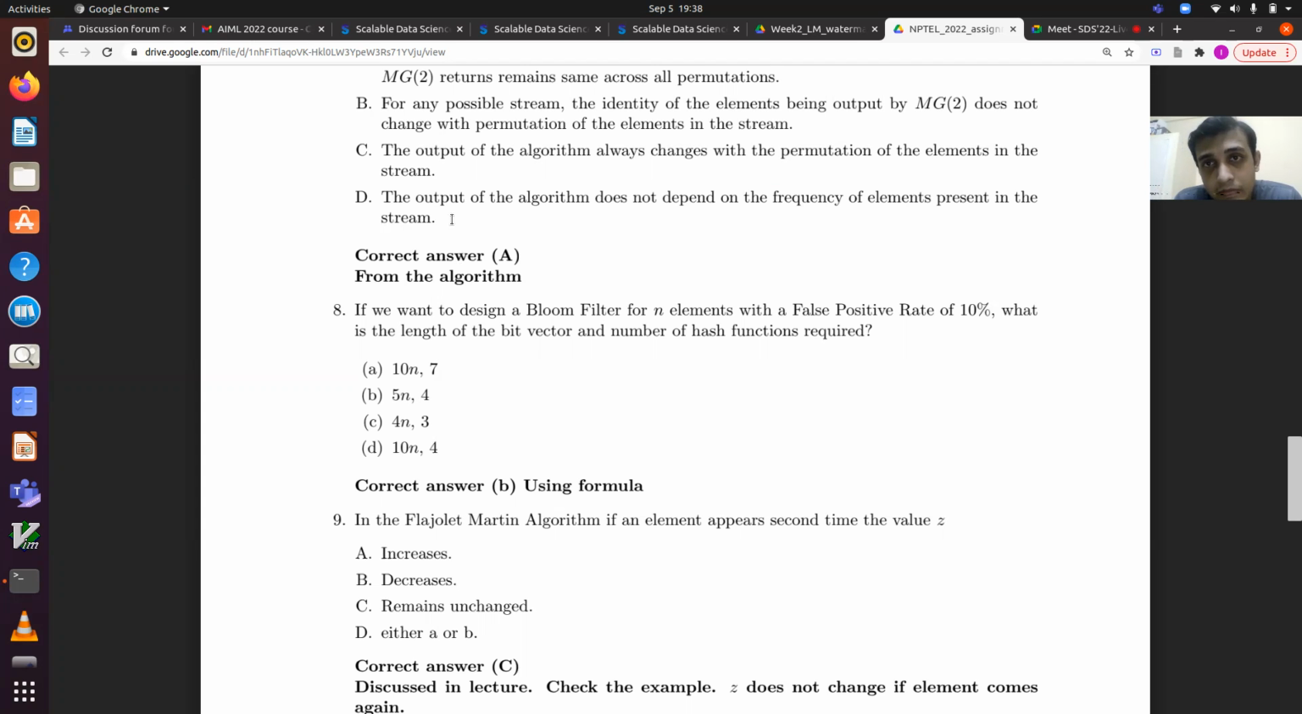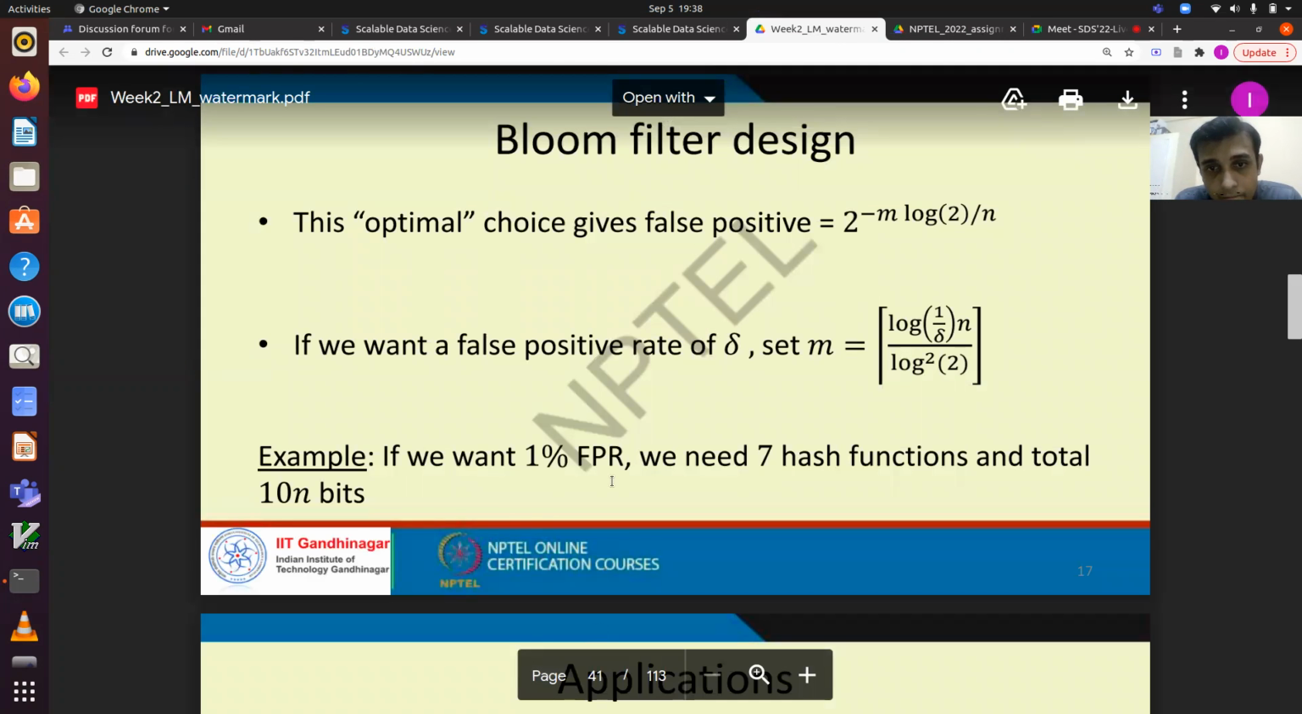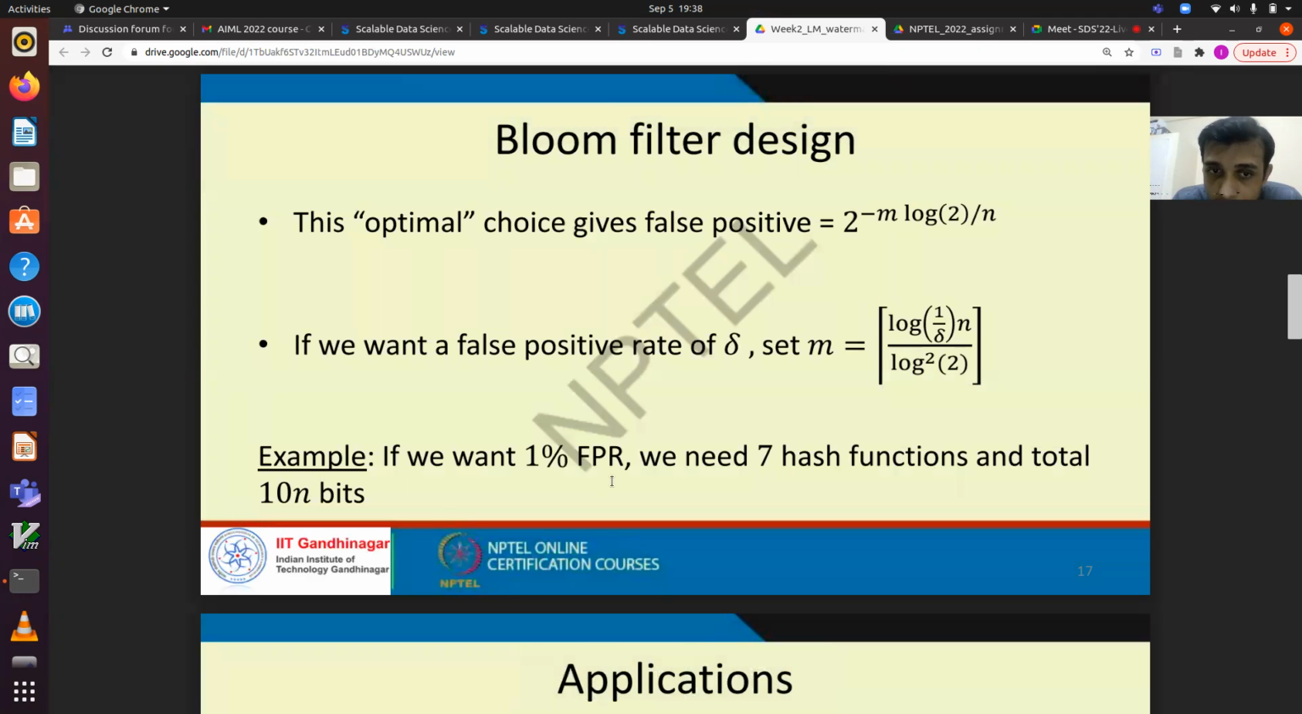So now go back to the, can we go back to the, yeah, here. See, here what you are seeing is that delta is 10%. Yes, sir. So plug in log 1 by delta, log 1 by 10%. One second, I'm doing log 1 by delta, or 1 by 10, into n upon log square 2. Yeah, exactly. Okay. So find out that ratio, that m that you will get, times n. I mean, n is still a variable. It is the size of the Bloom filter.